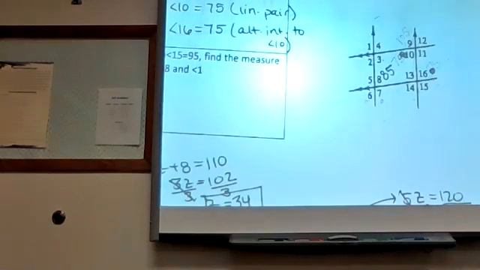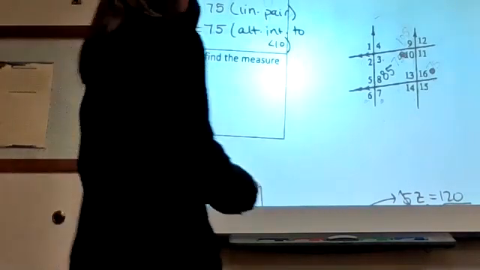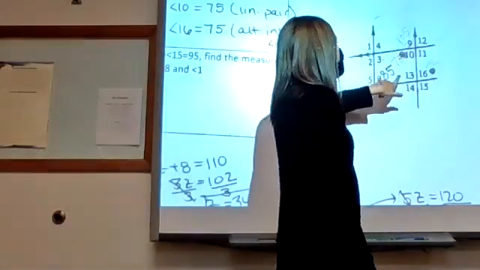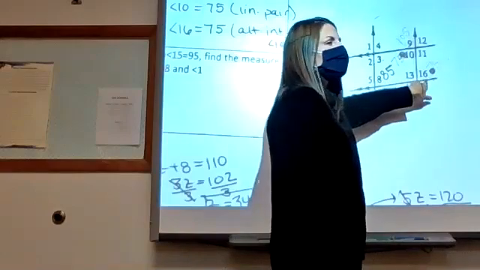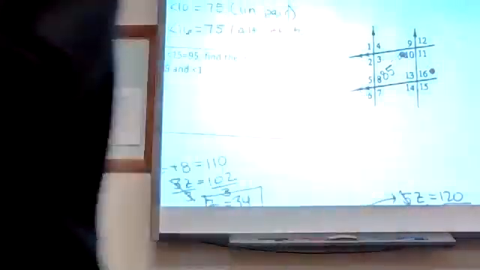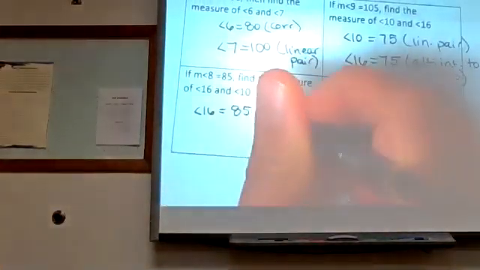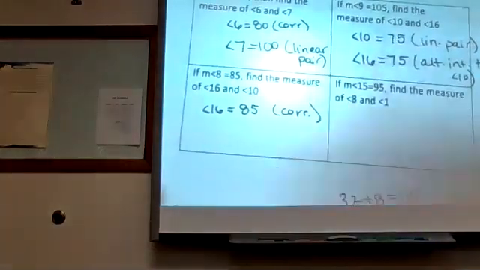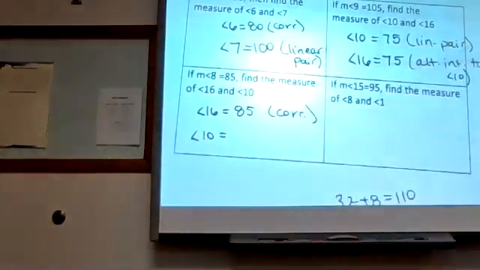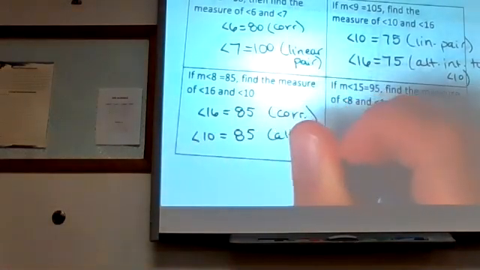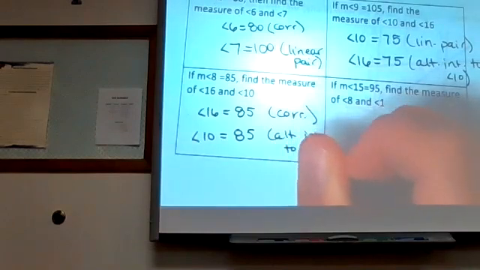What do you think? Which one's related to 16? Or which one's related to 8? 16. Yeah, so 10 and 8 are on different transversals, so I can't link these directly, but I can link 8 and 16 directly. They are corresponding, which means they're congruent. So angle 16 in this case would also be 85 because it would be corresponding to angle 8. And then angle 10 would be 85 because it is alternate interior to angle 16. Good.